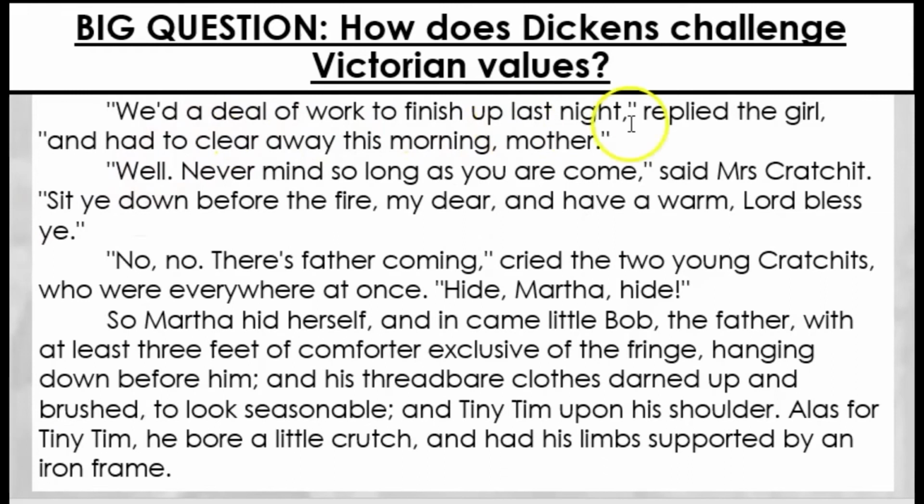"We'd a deal of work to finish up last night," replied the girl, "and had to clear away this morning, mother." "Well, never mind, so long as you're come," said Mrs. Cratchit. "Sit ye down before the fire, my dear, and have a warm. Lord bless ye." "No, there's father coming," cried the two young Cratchits, who were everywhere at once. "Hide, Martha, hide!" So Martha hid herself, and in came little Bob the father, with at least 3 feet of comforter exclusive of the fringe hanging down before him, and his threadbare clothes darned up and brushed to look seasonable, and Tiny Tim upon his shoulder. Alas for Tiny Tim! He bore a little crutch, and had his limbs supported by an iron frame.